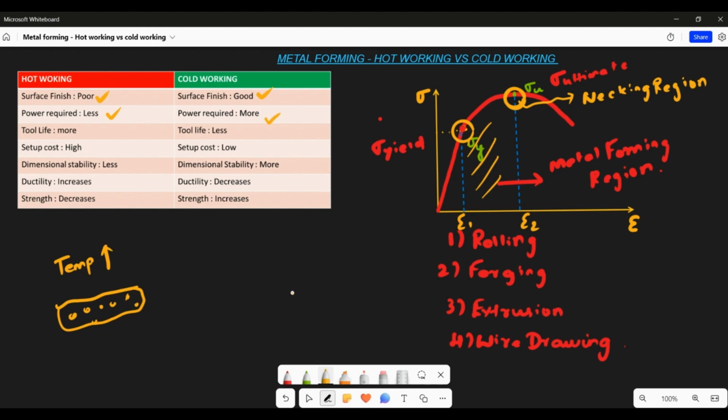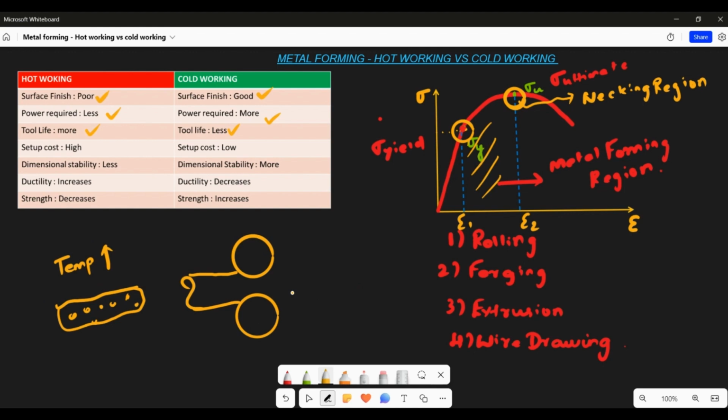What is tool life? Since the deforming material's strength is very low, it can be easily deformed. So in this case, the tool life will be more. Like in rolling operation, we will be using two rollers. These rollers will be used to deform the material. So the entering material definitely has less strength in case of hot working. So this roller can easily deform it, so the tool life will be more. But in cold working, since the strength is more here, this will be giving more force to deform, so the tool life of this material will be less.